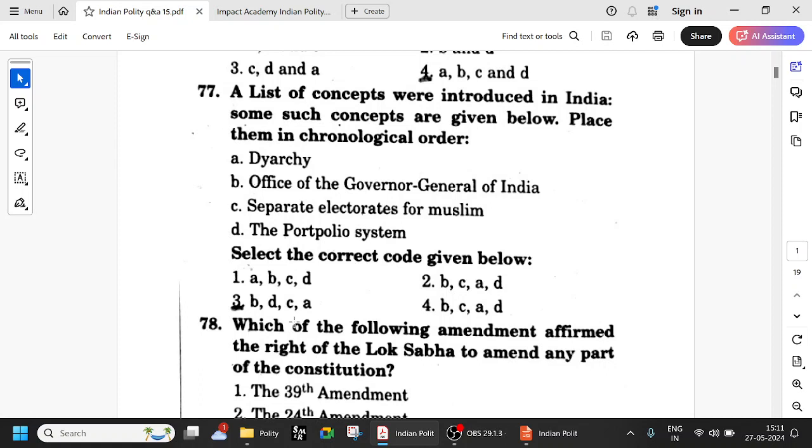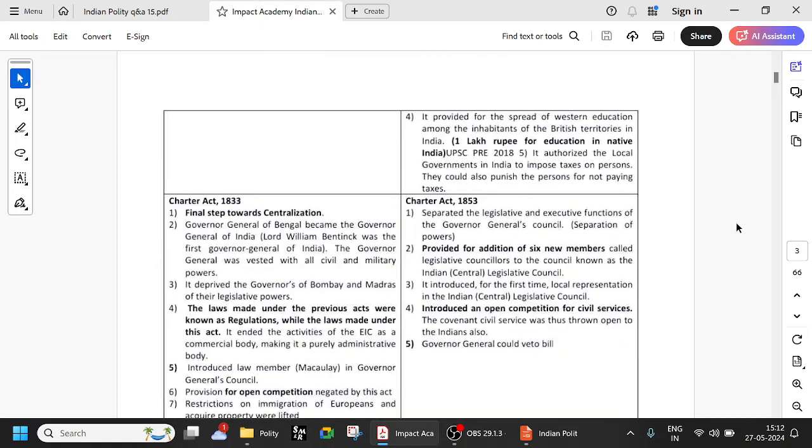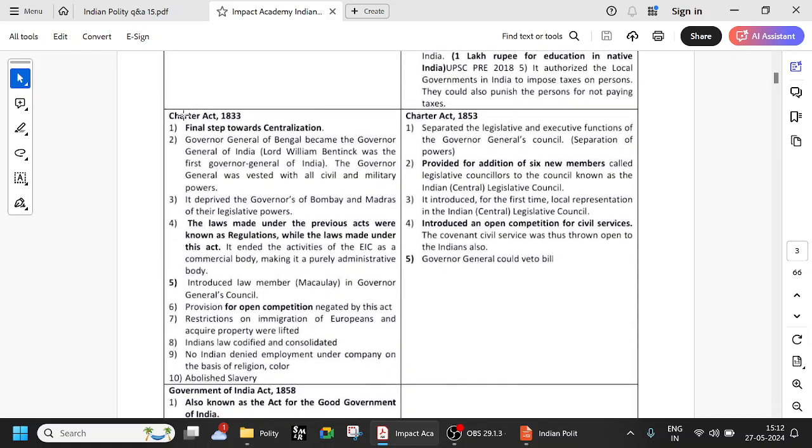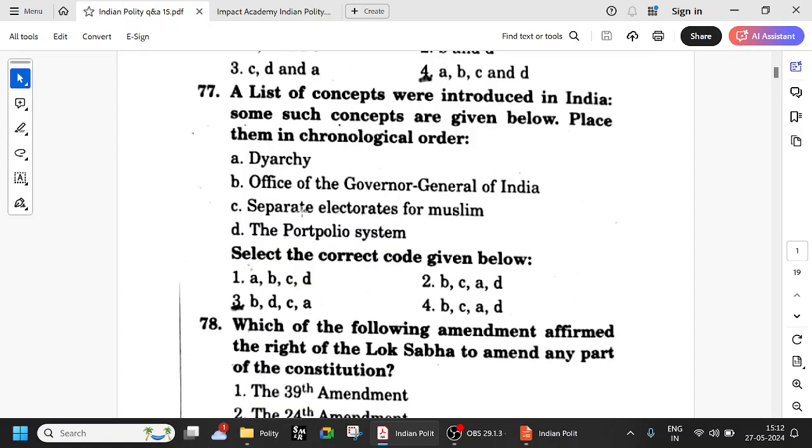C comes first, A comes later. C A. So this is wrong, anything can be there. Now within Office of the Governor General of India, let us look at it. That would be 1833, right? Charter Act of 1833: Governor General of Bengal became Governor General of India. Lord William Bentinck was the first Governor General, and the Governor General was vested with all civil and military powers. So obviously that was 1833. So Office of Governor General of India, B, will come first. B followed by CA.